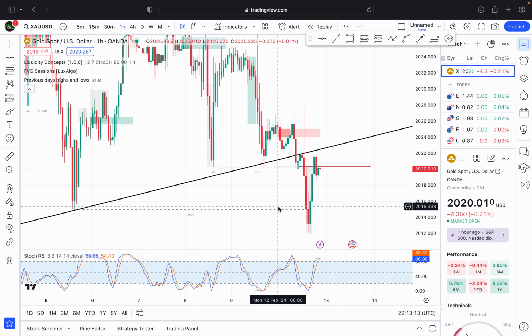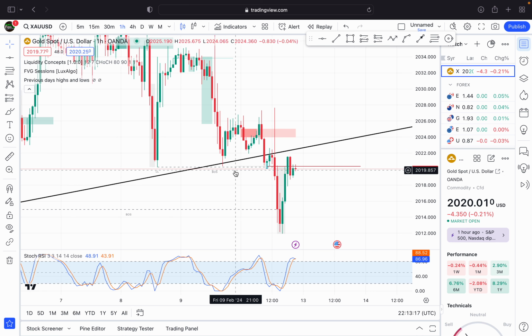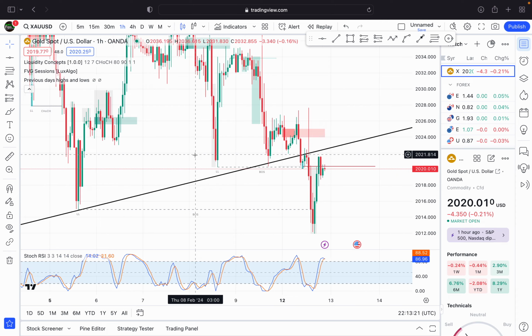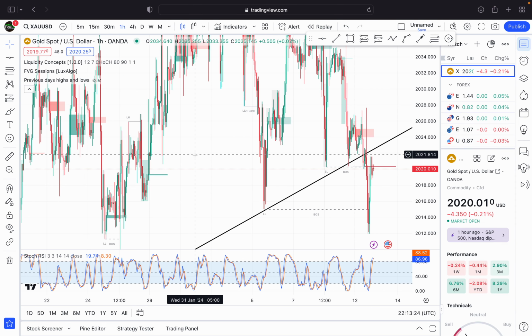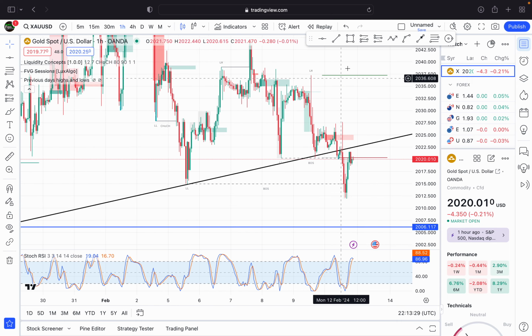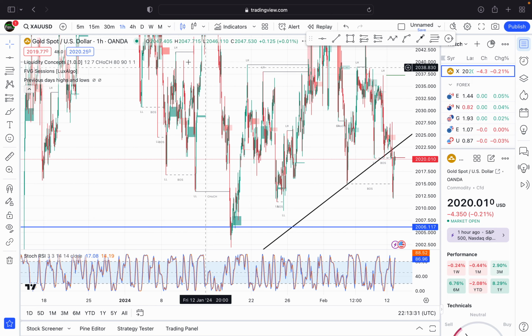Just giving you a quick rundown of XAU US dollar. So why did I take the trade earlier? As you can see here, it broke a quite strong trend. You see there's a trend coming up here. So overall I see XAU as being bullish.